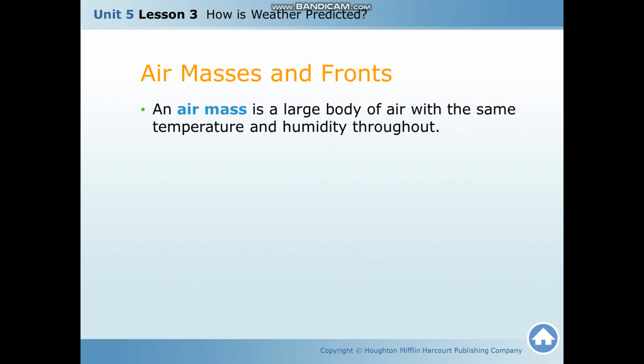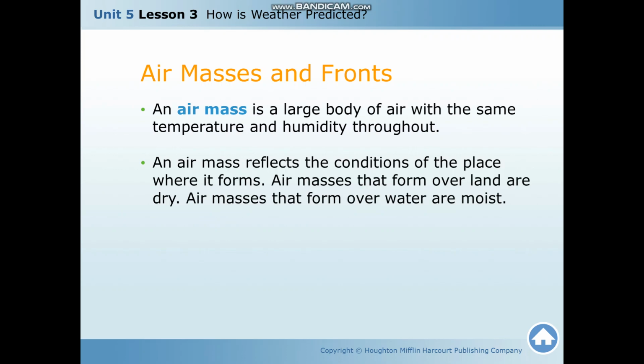Let's move on to air masses and fronts. What is an air mass? An air mass is a large body of air with the same temperature and humidity throughout. From the two words air and mass. Air, of course, you know already, the atmosphere, and mass is the amount of matter or amount of material in an object. So an air mass is a large body of air with the same temperature and humidity, or the amount of water vapor, all throughout. An air mass reflects the condition of the place where it forms.